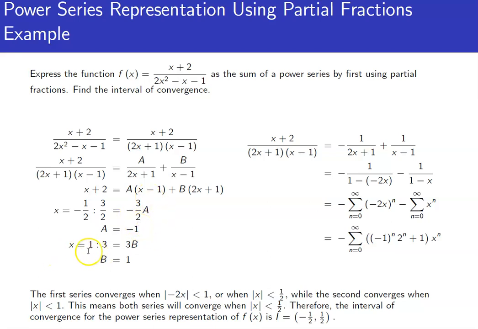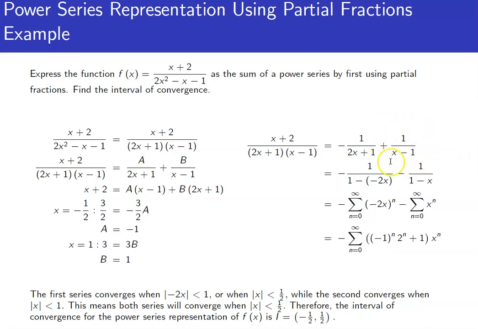Another convenient value for x to plug in is 1. Plug in 1 on the right-hand side, this term goes away. So we'll get 3 equals 3b, or b is 1. So our partial fraction decomposition for the original function is negative 1 over 2x plus 1 plus 1 over x minus 1. Okay, so we want to get a power series representation for the sum of these two things.